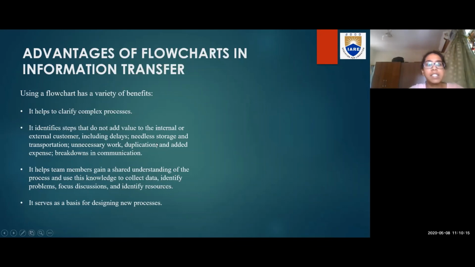It identifies steps that do not add value to the internal or external customer, including delays, needless storage and transportation, unnecessary work, duplication, added expense, and breakdowns in communication. It helps team members gain a shared understanding of the process and use this knowledge to collect data, identify problems, focus discussions, and identify resources. It serves as a basis for designing new processes. These are just a few advantages of the flowcharts that I've mentioned.